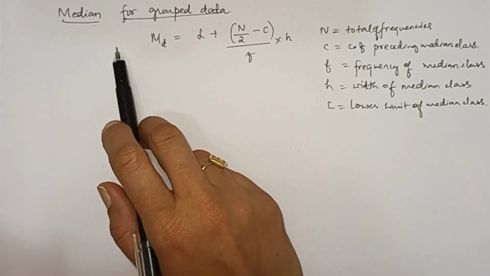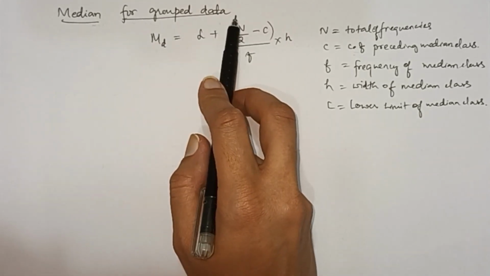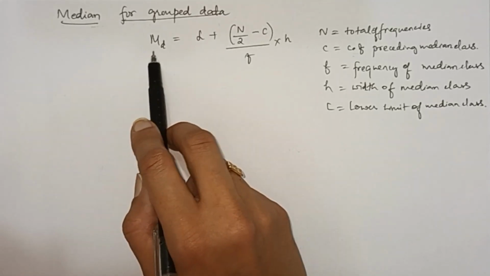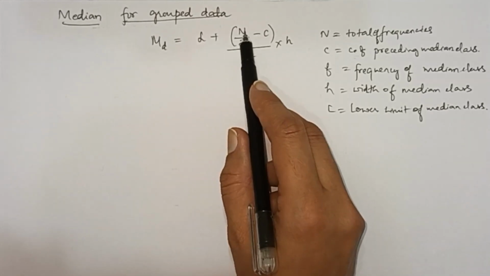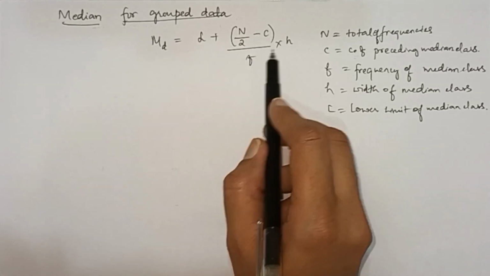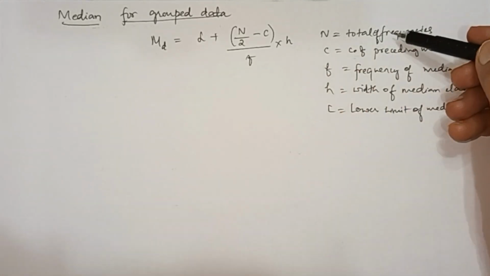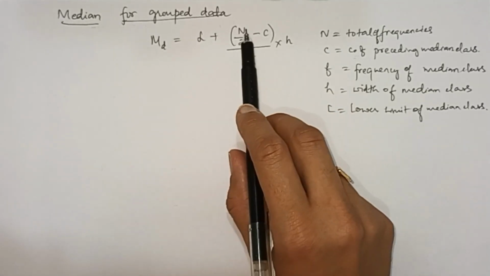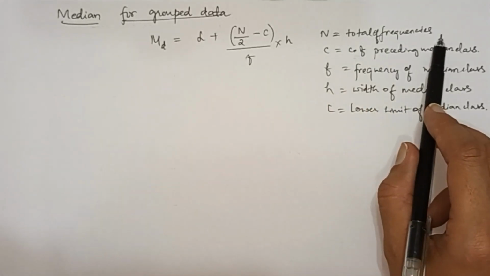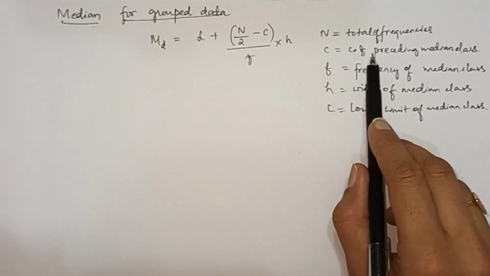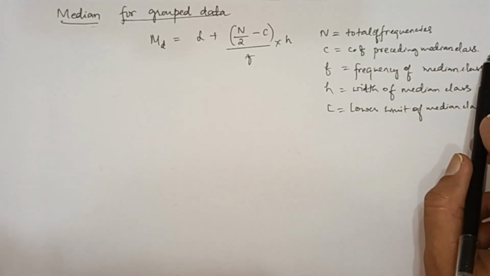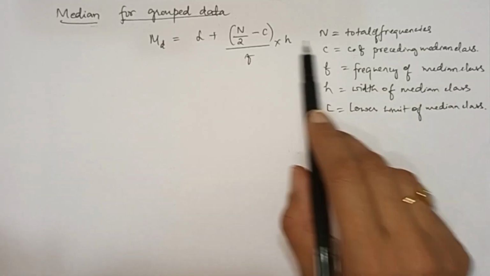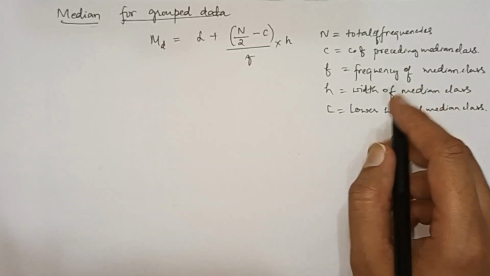Now, how to find the median for grouped data, or data with class intervals, or continuous data. So, median equals L plus (N by 2 minus C) by F into H. These are the explanations for the terms. L means lower limit of the median class. N means total of frequencies. C is the cumulative frequency just preceding the median class. F is the frequency of the median class. H is the width of the median class.